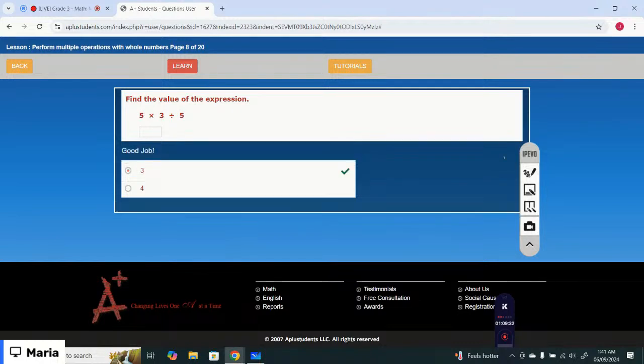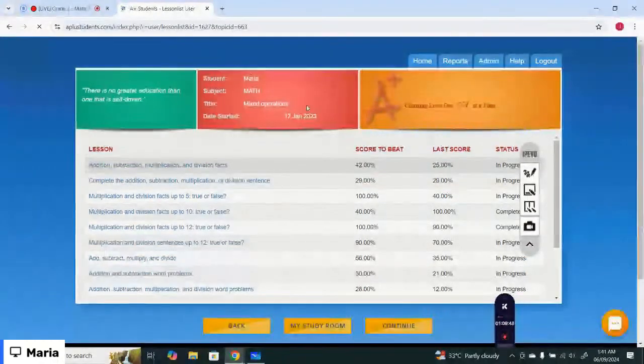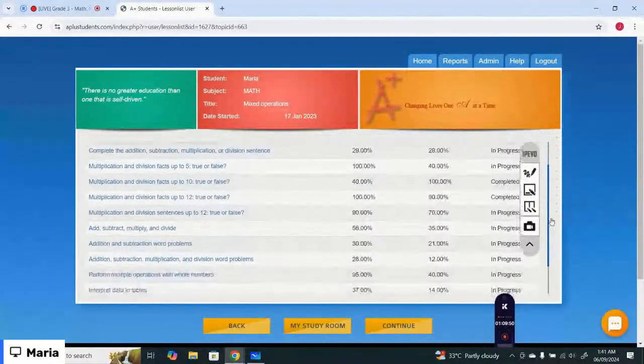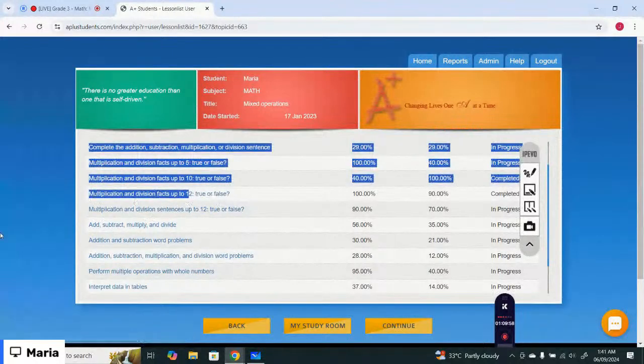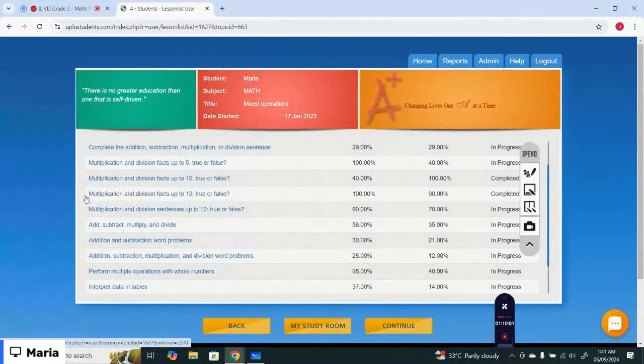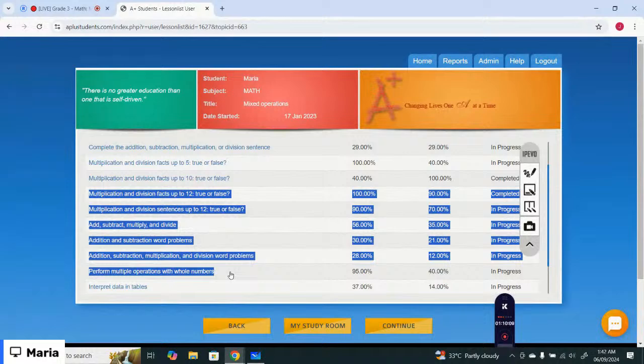Okay, you can complete the lesson by yourself later today. So we were working on grade 3 math. The chapter we were working on is mixed operations, and the lessons we have covered today are multiplication and division facts up to 12 true or false, multiplication and division sentences up to 12 true or false, add, subtract, multiply, and divide, and then perform multiple operations with whole numbers.